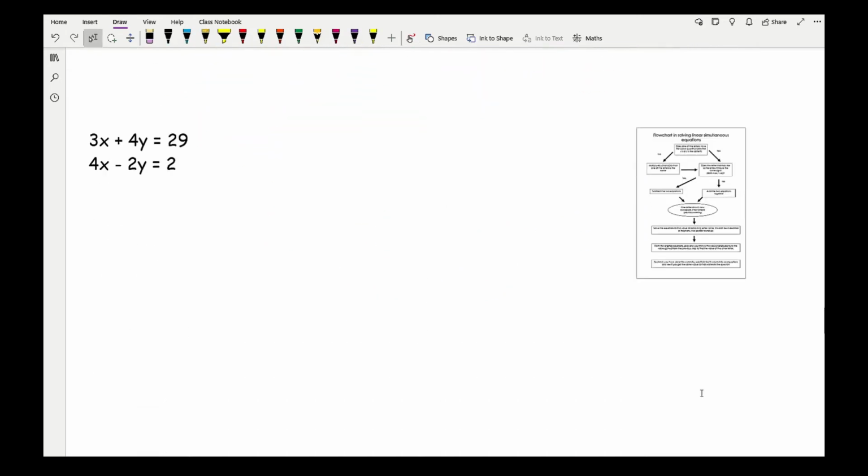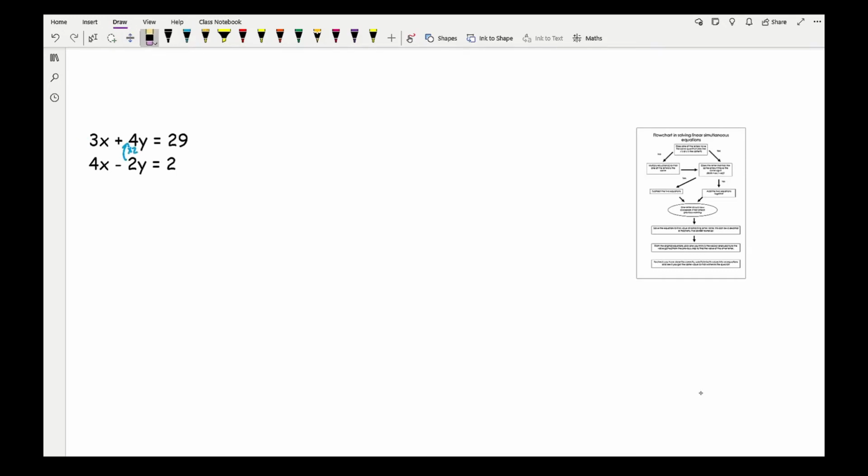So moving on to our next example. So again, ask yourself, have I got the same number of x's? Have I got the same number of y's? No, I haven't. So then ask yourself, okay, well, looking at the smallest number of x, is there a number that I can multiply 3 to get 4? No, not a nice one. Is there a nice number that I can multiply 2 to get 4? Well, yeah, because I can times that by 2.